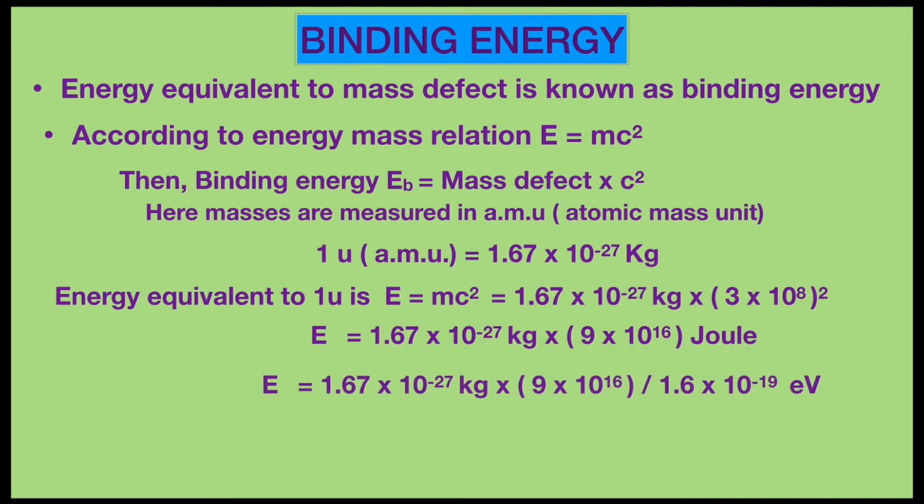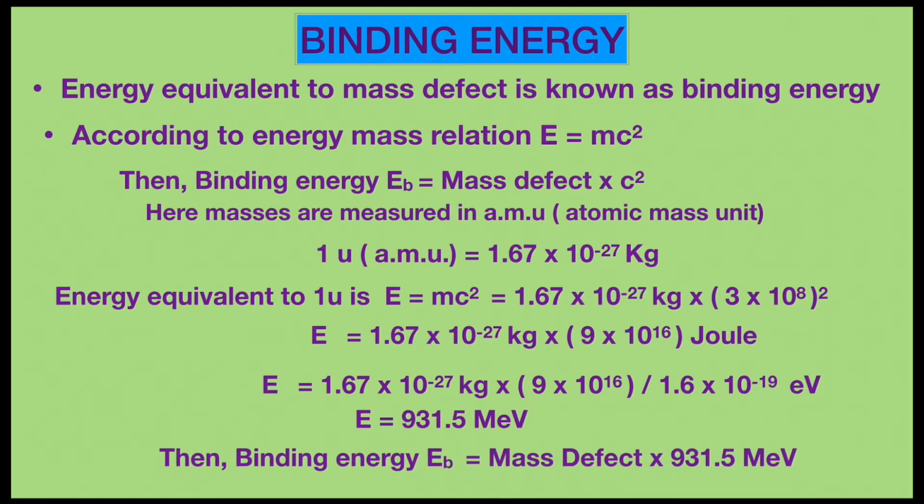Then we have E is equal to 1.67 into 10 power minus 27 into 9 into 10 power 16 upon 1.6 into 10 power minus 19, and that will be in electron volt. If you simplify this, the result is E is equal to 931.5 mega electron volt. So this is the energy equivalent to 1 atomic mass unit. And now it's very easy to find binding energy. It is very simple. We will multiply the mass defect with this number 931.5, because it is the energy equivalent to 1 atomic mass unit.